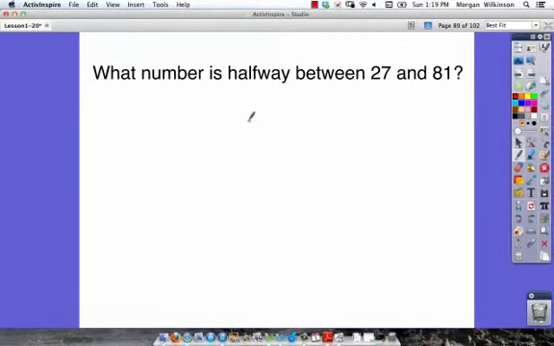Alright, what number is halfway between 27 and 81? So if we looked at this like a bar graph, again, if we had a 27, then we have an 81, if we're trying to figure out what number is halfway between, we're trying to figure out that line where they would both be equal. So when it says what number is halfway between 2 numbers, we're trying to find the average. So let's go ahead and add.